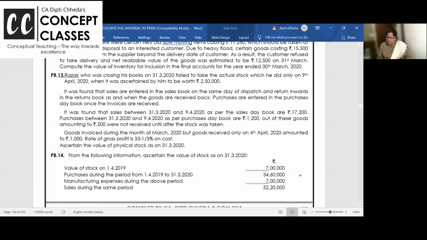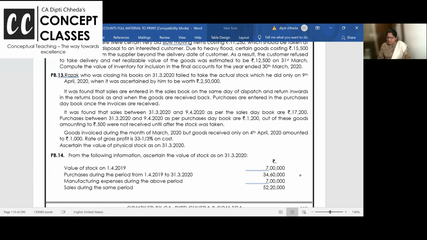Razak, who was closing the books on 31st March, takes it on 9th of April. So 31st to 9th, we have to adjust. It was found that sales are entered in the sales book on the same day of dispatch and return inward in the return book. Purchases are entered in the purchase day book once the invoices are received. It was found that sales between 31st to 9th April, we will have to add back.